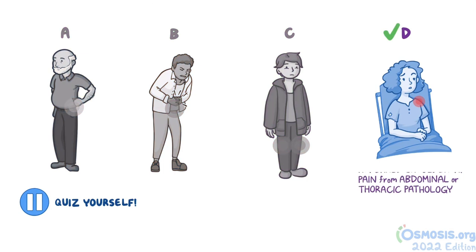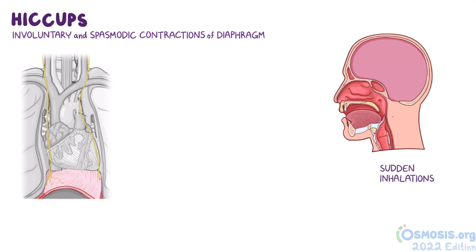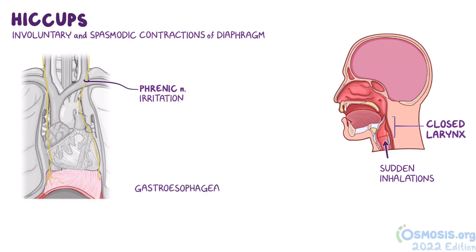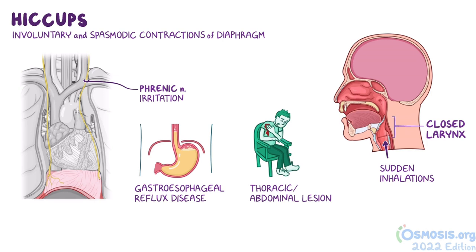Moving on to something more annoying than dangerous, let's talk about hiccups. Hiccups are involuntary and spasmodic contractions of the diaphragm that cause sudden inhalations of air being pushed against the closed larynx, creating a variety of funny sounding noises from person to person. Hiccups are often the result of phrenic nerve irritation and can be caused by things such as gastroesophageal reflux disease, diaphragmatic irritation, as we mentioned before, or any thoracic or abdominal lesion disturbing the phrenic nerve.